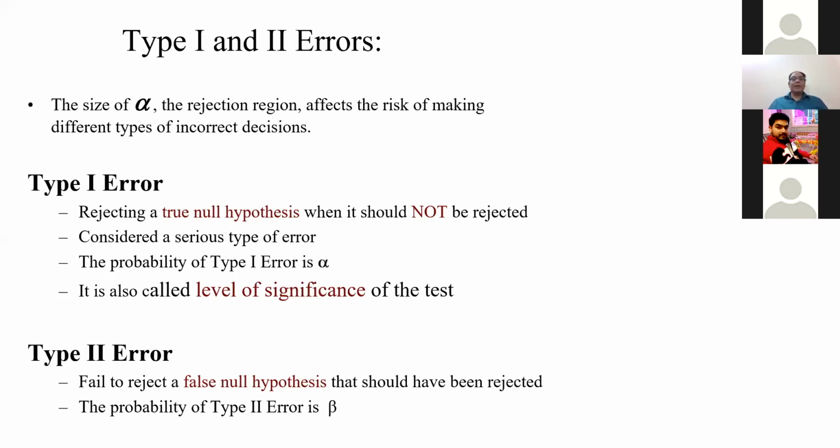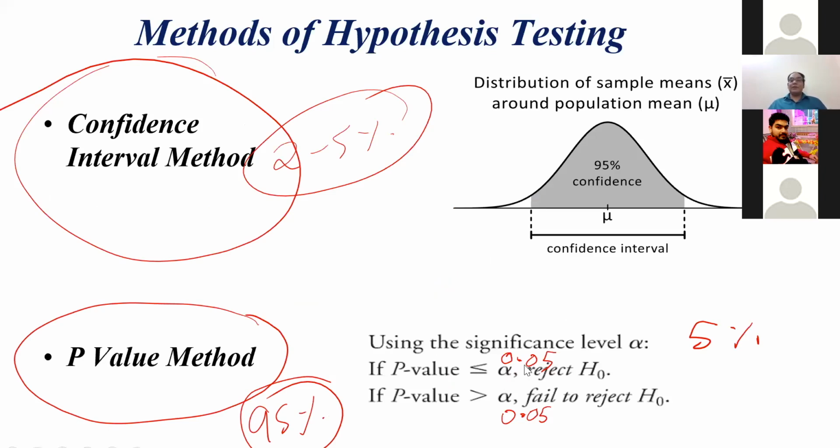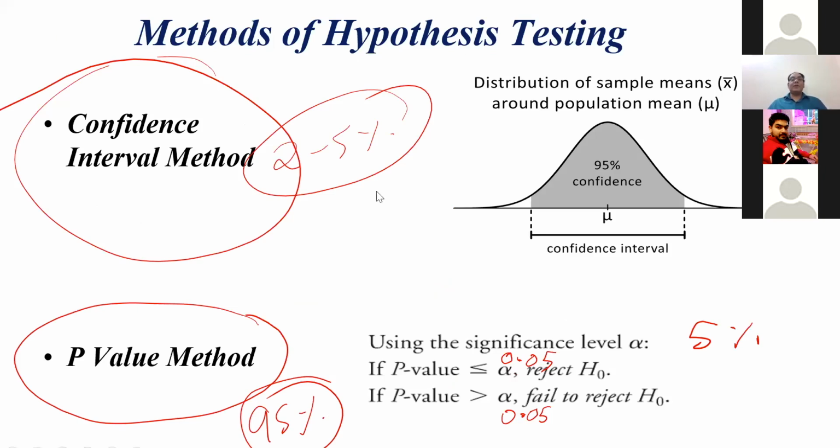So if you remember, in the p-value method, we take care of this alpha. Here you can see that we are denoting this alpha. If the probability value is less than alpha, then the null hypothesis should be rejected, and when the p-value is greater than alpha, the null hypothesis should not be rejected. So the concept of p-value is related to the level of significance, which is actually the value of alpha.